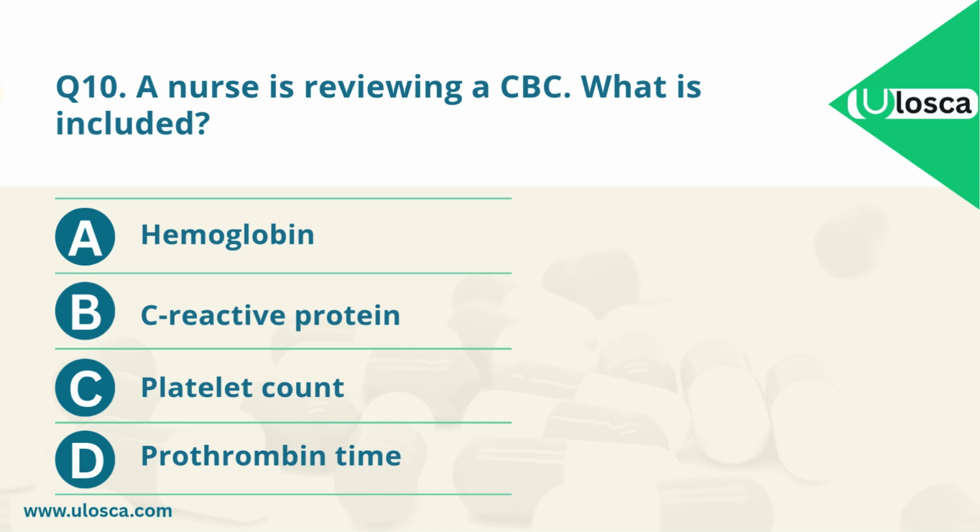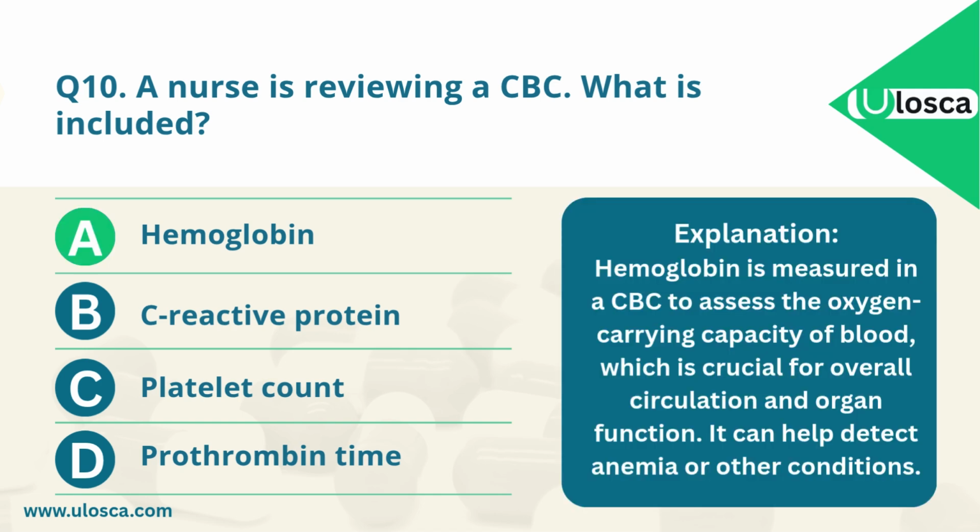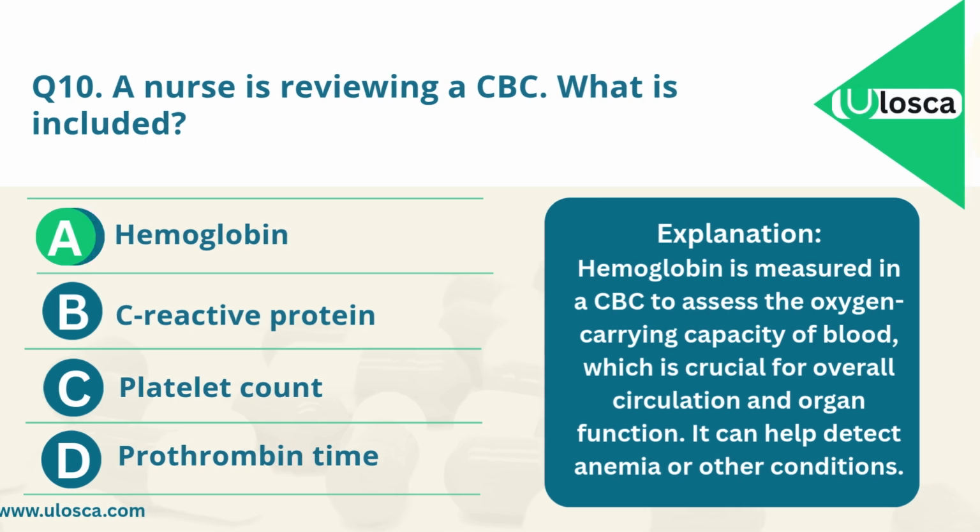The correct answer is A. Hemoglobin. Explanation. Hemoglobin is measured in a CBC to assess the oxygen-carrying capacity of blood, which is crucial for overall circulation and organ function. It can help detect anemia or other conditions.